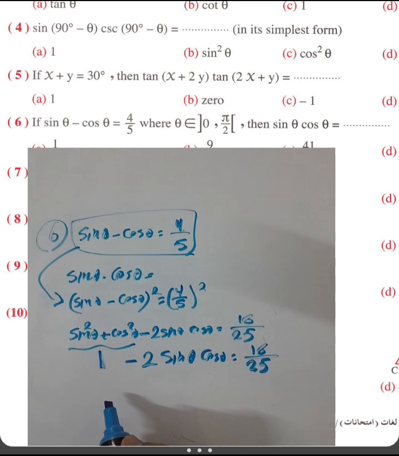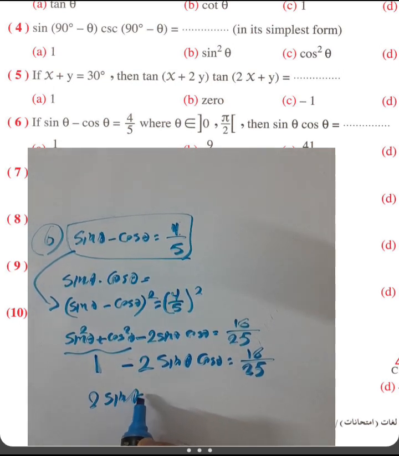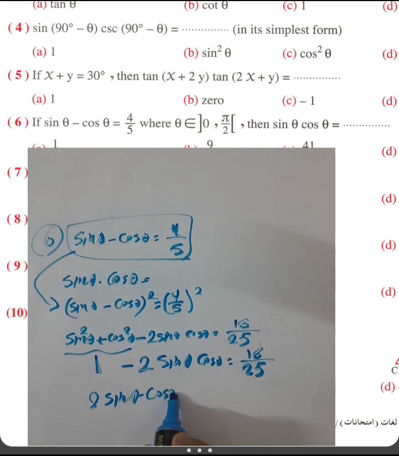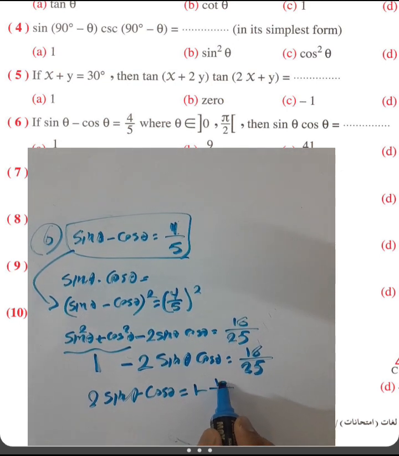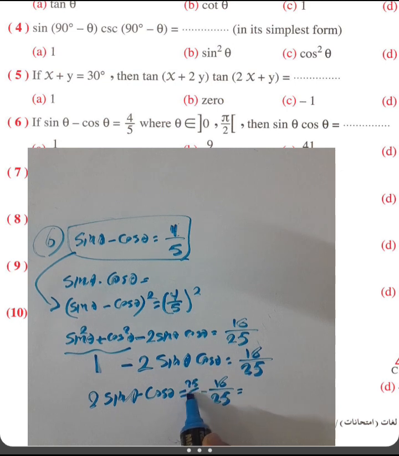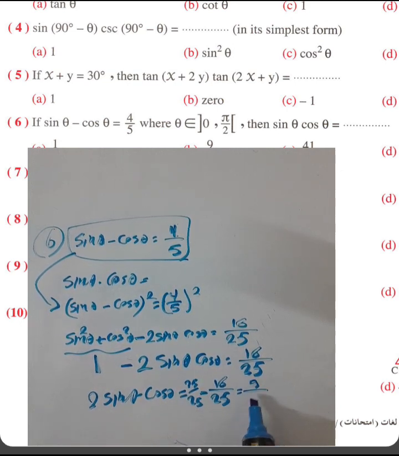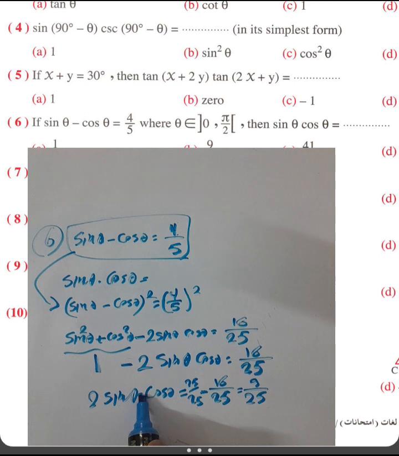1 subtracted by 2 sine theta cosine theta equal 16 over 25. And then we can move the term to sine theta product by cosine theta, move it positive, and 1 subtracted by 16 over 25. 1 subtract 16 over 25, it will be 25 over 25 subtracted by 16. 25 subtracted by 16 equal 9. 9 over 25. And he wants to find only the product between them.